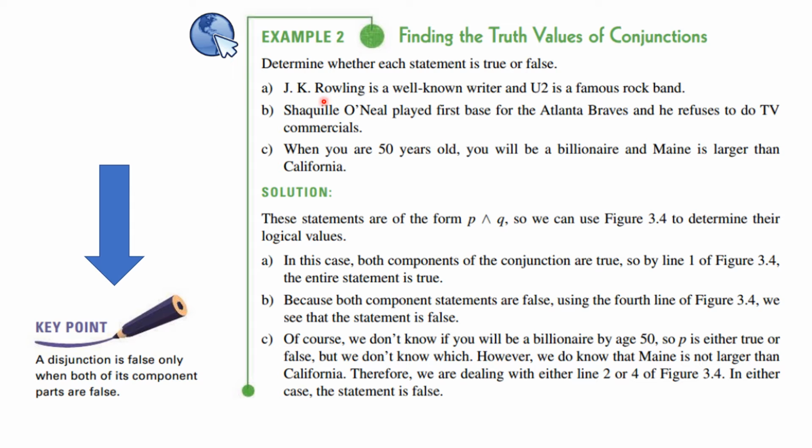Let's apply these learnings to example 2, finding the truth value of conjunctions. Determine whether each statement is true or false. Okay, so J.K. Rowling is a well-known writer. She wrote Harry Potter, and U2 is a famous rock band. Both of those are true, so this statement is true because the only time a conjunction is true is when both component statements are true.